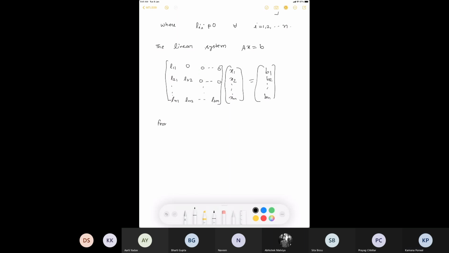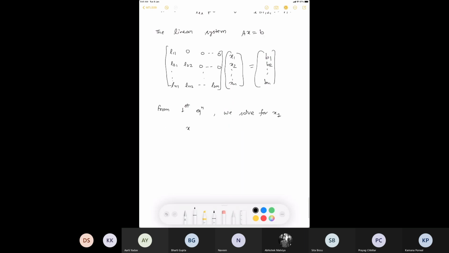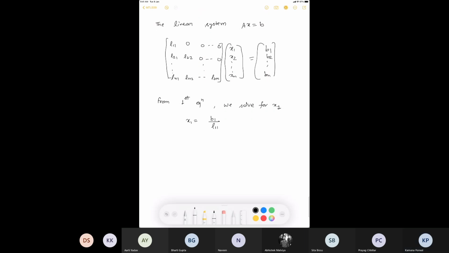So from the first equation, we solve for x1. So x1 will be b1 divided by L11. Now we substitute this value of x1 in the second equation and solve for x2.